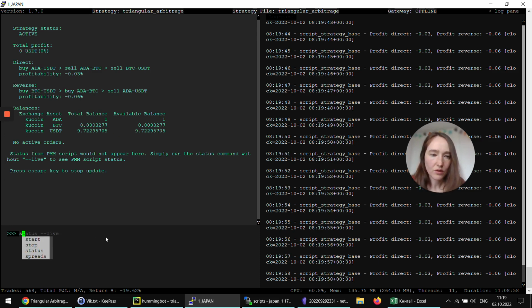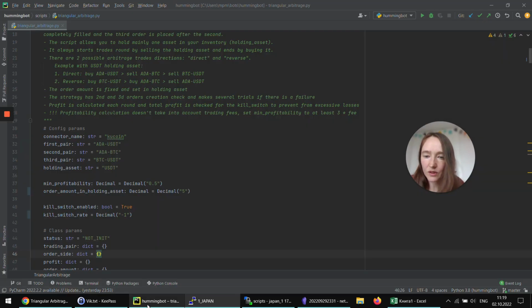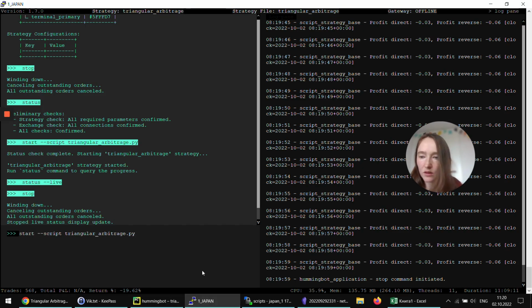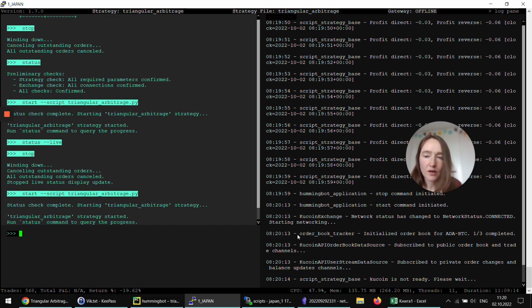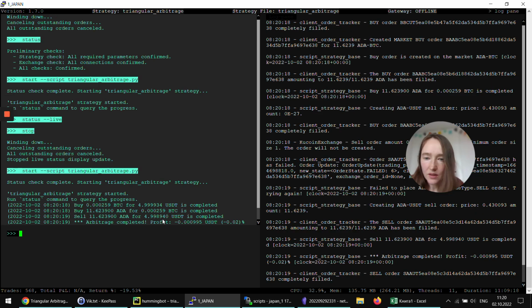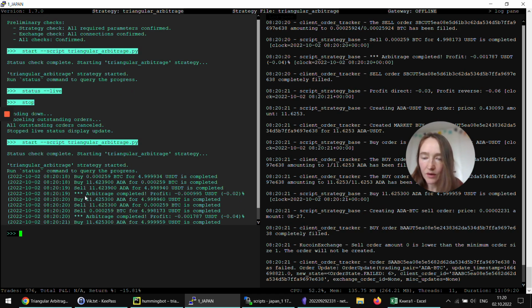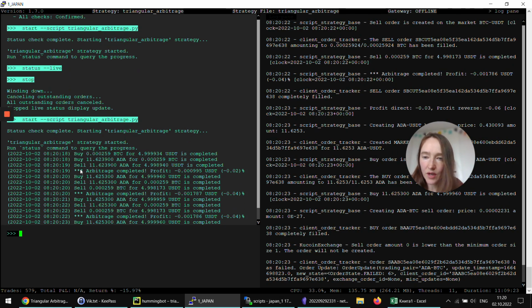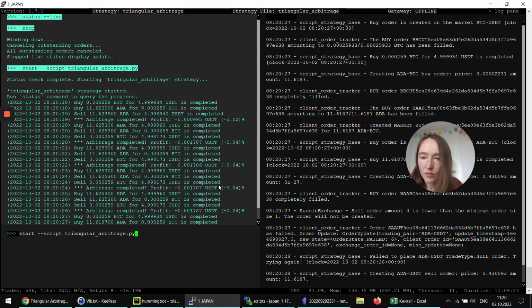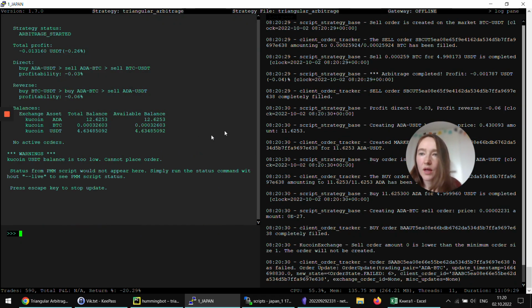The strategy is not creating any orders, so let me stop the script and change the minimum profitability to a negative value, so we can see how orders are created. I'll leave the other parameters as they are and start it again. After some seconds you see that orders are created. Yes, they are created, and after each trading round the strategy prints the profit. It's negative.